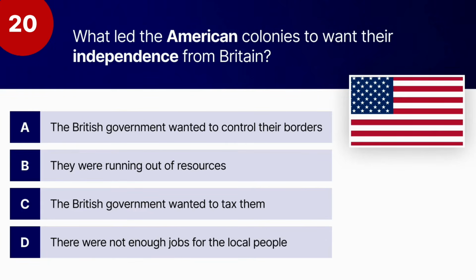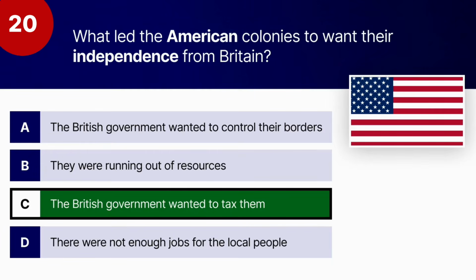What led the American colonies to want their independence from Britain? The British government wanted to control their borders. They were running out of resources. The British government wanted to tax them. Or there were not enough jobs for the local people. The answer is C. The British government wanted to tax them.